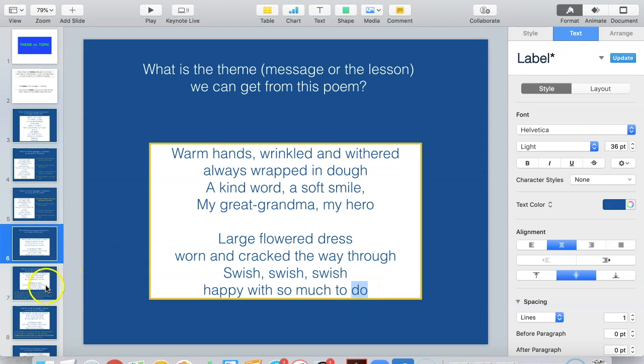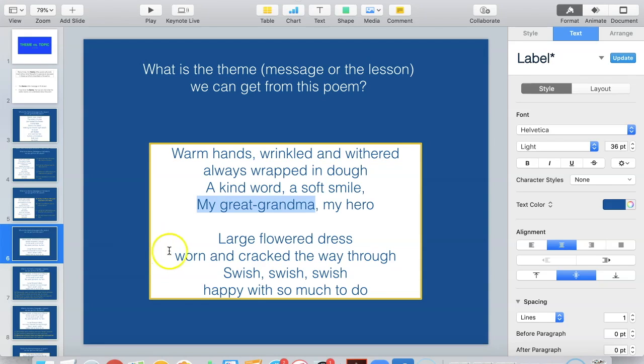Okay, so let's take a look at what the theme of this poem is. Now, what's the topic of the poem? Well, the topic is my great-grandma, right? But there's a message here, all right? And again, there's no conflict. This isn't like a short story or a novel or a movie where we're looking for a conflict and what the character learned and what the life lesson is. In these poem examples we're talking about today, we're looking at just an overall message that comes through.